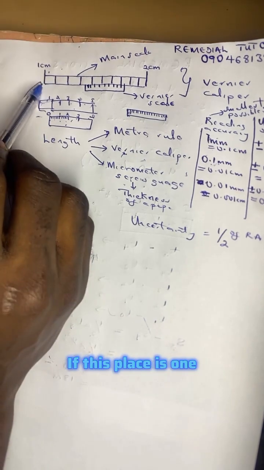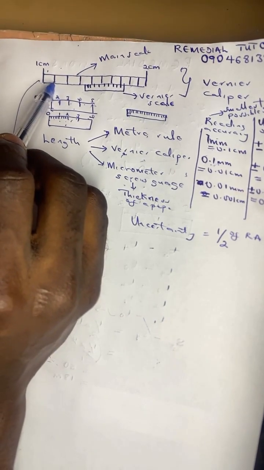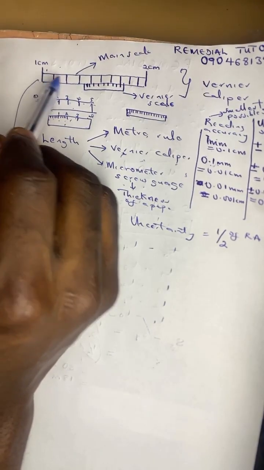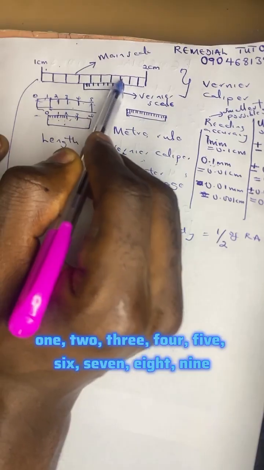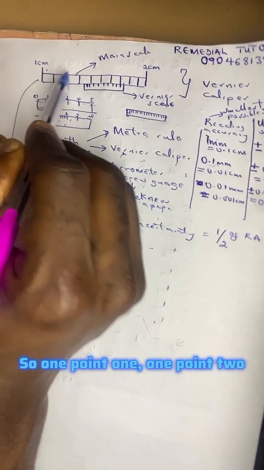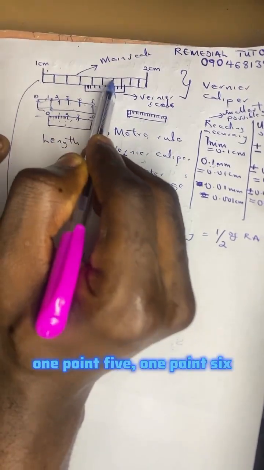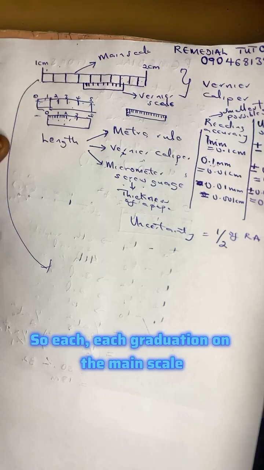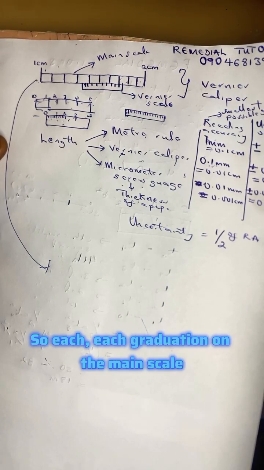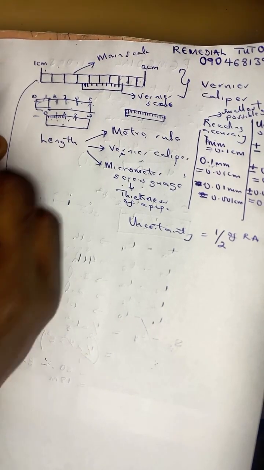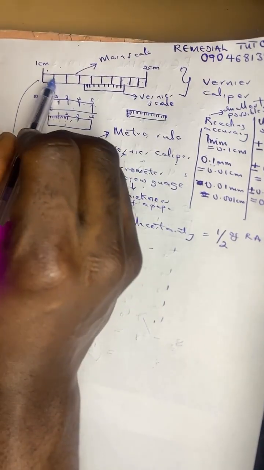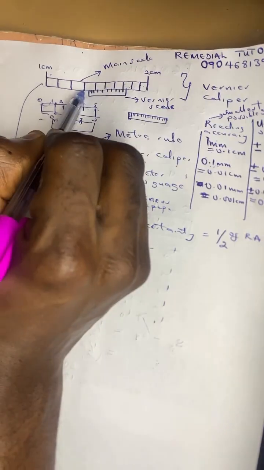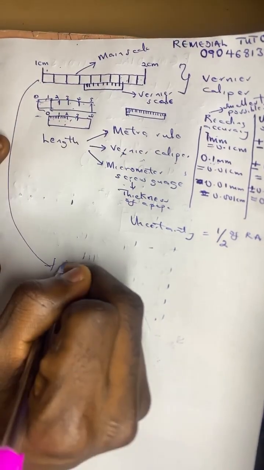If this place is 1, this place is going to be, okay, let's see, 1, 2, 3, 4, 5, 6, 7, 8, 9. So 1.1, 1.2, 1.3, 1.4, 1.5, 1.6, 1.7, 1.8, 1.9, and 2. So each graduation on the main scale is 0.1 centimeters. So this is going to be 1.1, 1.2, 1.3. We are stopping here. Who knows why?